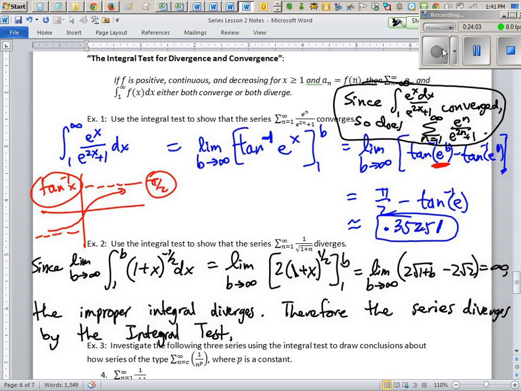So I'm turning my limit problem, my series problem, into an integral problem. Whatever the integral does, that tells me what the series does. Okay? Pretty cool. So you can see how you had to know improper integrals to do this chapter. It's impossible to get past the first step on that sentence without it.